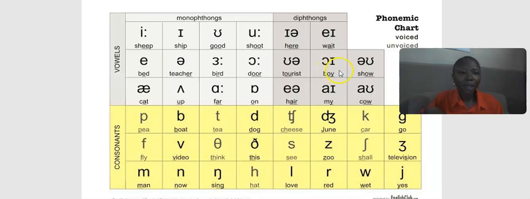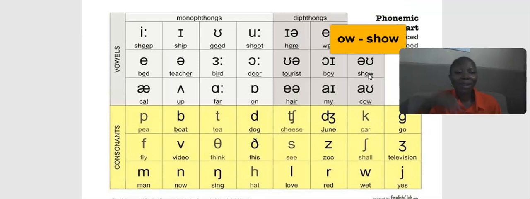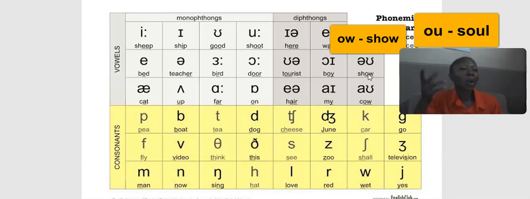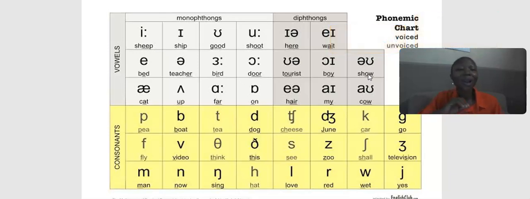Okay? So let's go to this sound. It is articulated as oh, just like you want to say, oh my God. It is represented by OW. Show. Slow. Alright? It is also represented by OU as in soul. Oh my soul. It is also represented by O as in SOLE. Soul. Alright? If you are able to identify these sounds, I think the problem is solved by 50%.